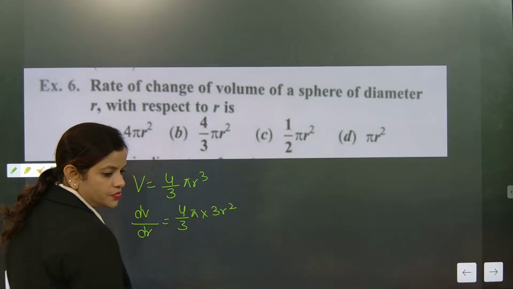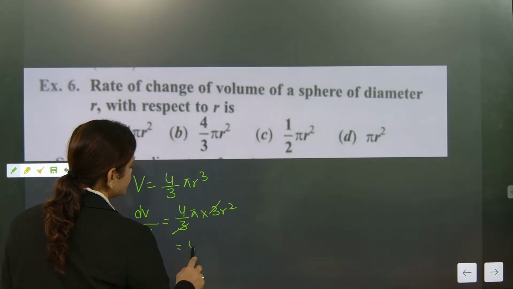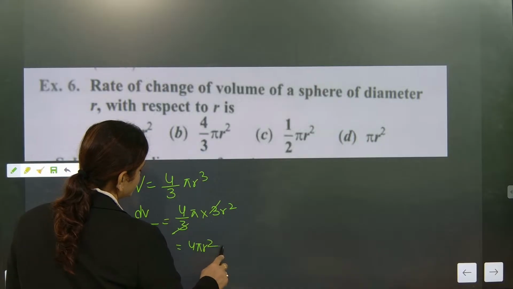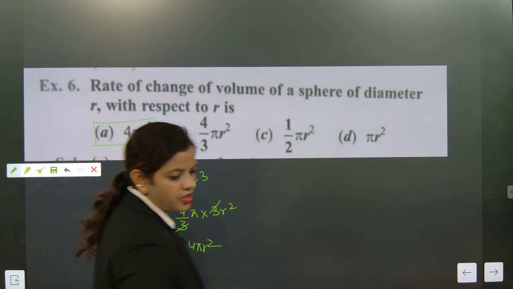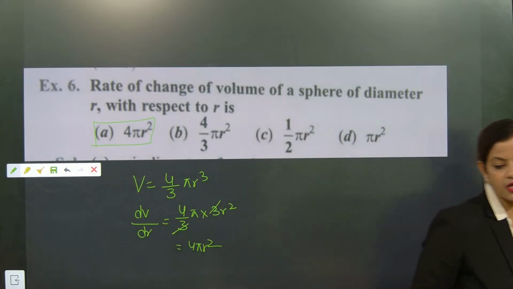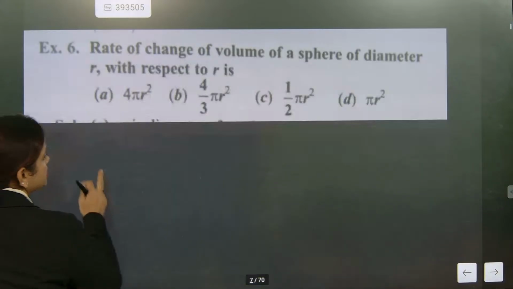Very good. So now look at 3 and 3 will get cancelled. What is coming is 4 pi r square. So the correct answer is coming as 4 pi r square. So this answer is absolutely correct. Those who have given A as answer, they are absolutely correct. Shall we go for the next part, please?